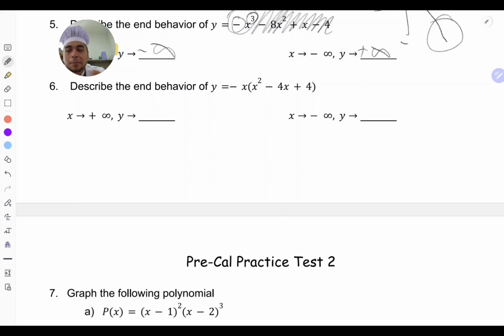Because this is a form that we don't recognize, we have to put it in a form that we can recognize. What is the degree and what is the a value, a coefficient? So, distribute our x's, right?